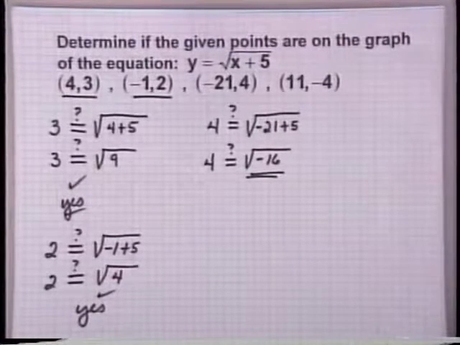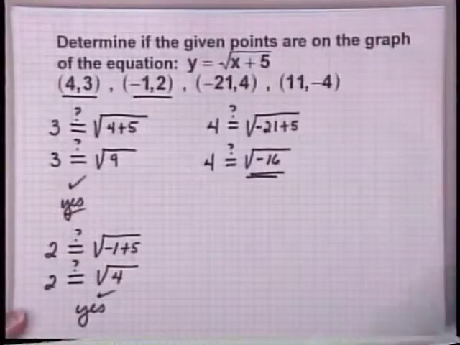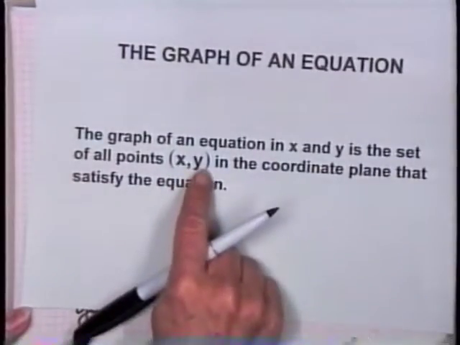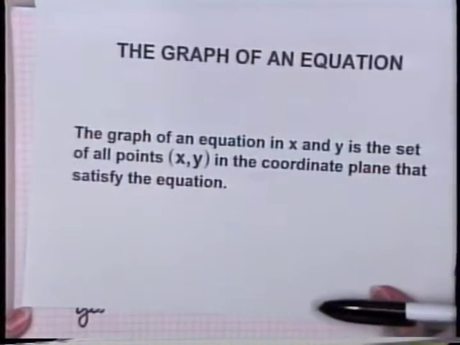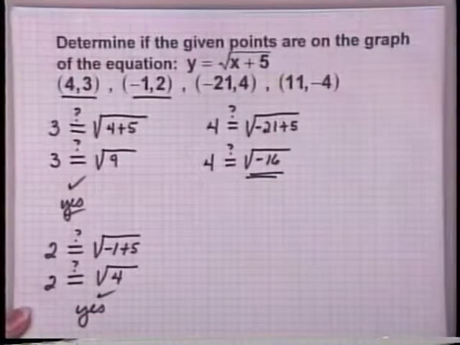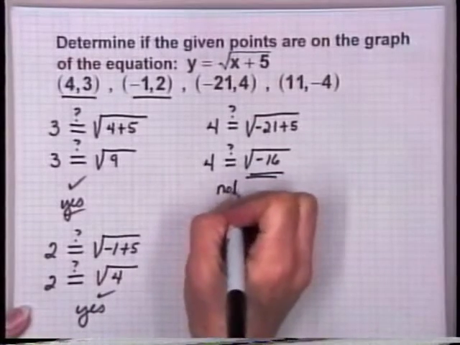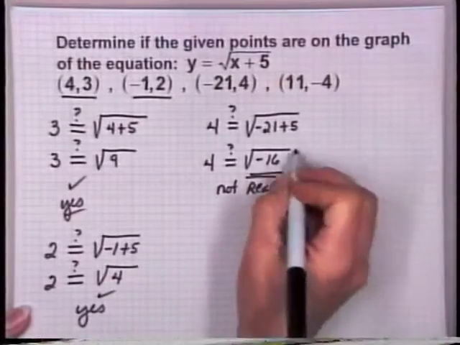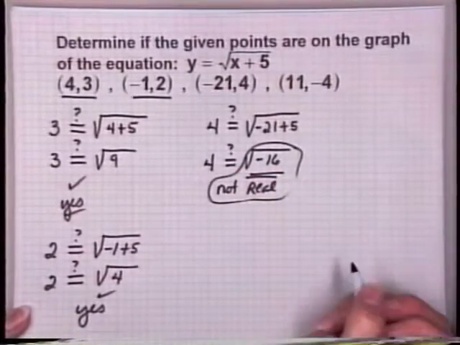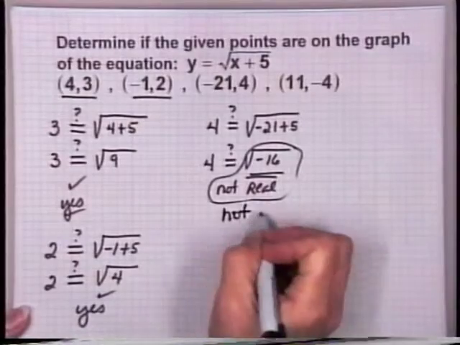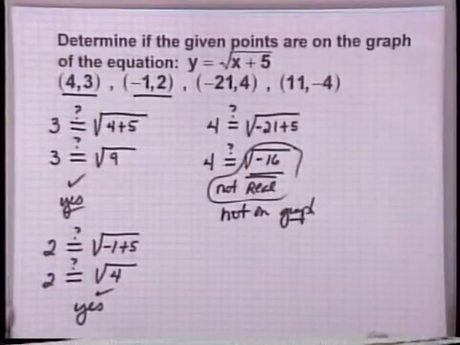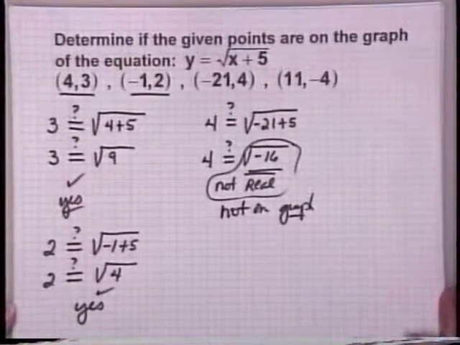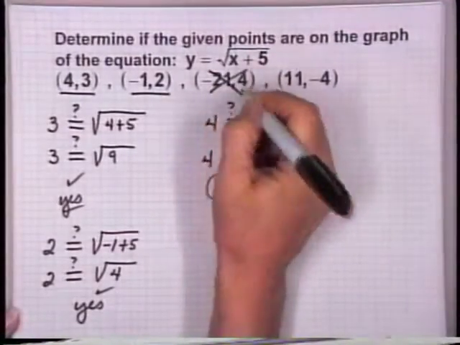In this situation, remember, we're talking about the graph containing ordered pairs in the coordinate plane. Now, when we talk about points in the coordinate plane, our ordered pairs must contain real numbers. So since this is not real, the square root of -16 is not real, it does not equal 4, this point is not on the graph. In fact, we cannot even use -21 to substitute into this equation. So this one is not.